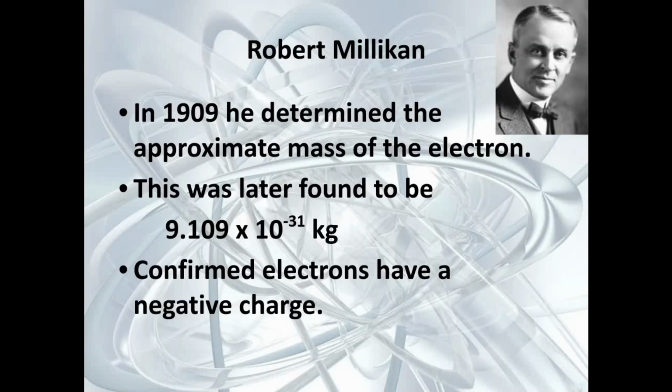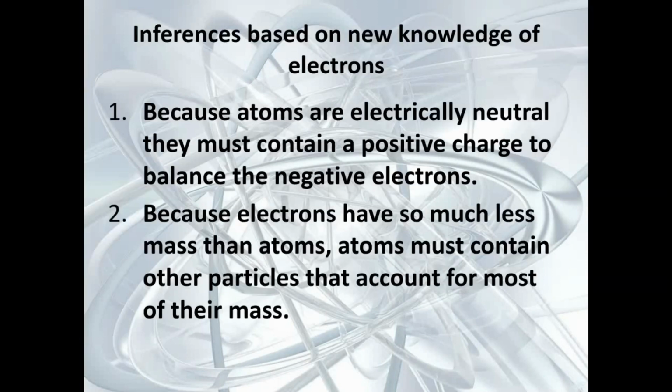Then we have Robert Millikan, who Millikin University in Northern Illinois is named after. In 1909, he determined the mass of the electron, which was 9.109 times 10 to the negative 31 kilograms. And he also confirmed that negative charge. So because of that, we knew if there's negative, there has to be positive.